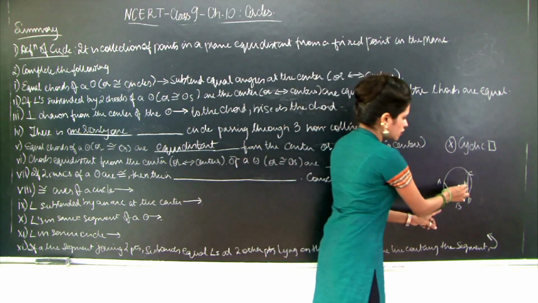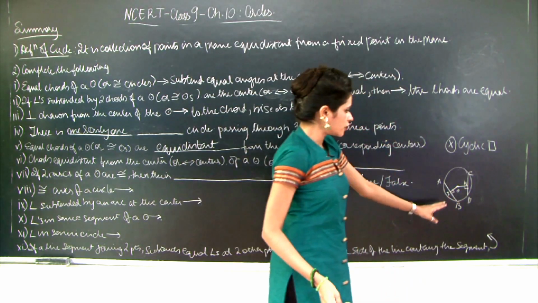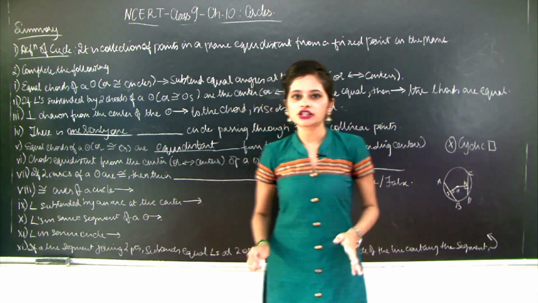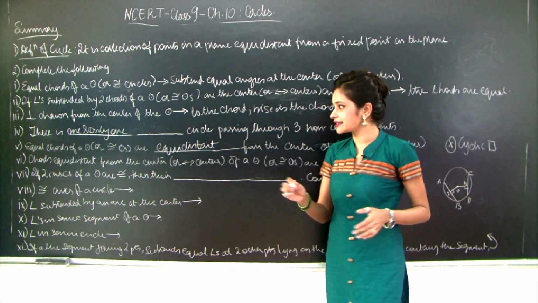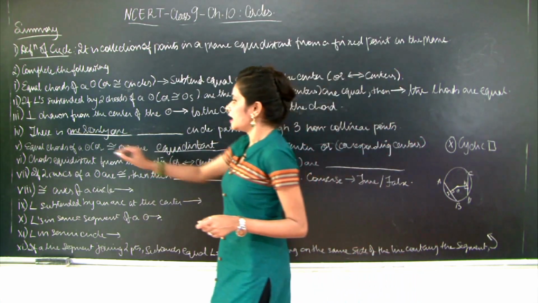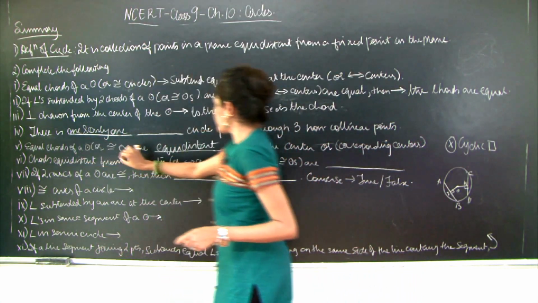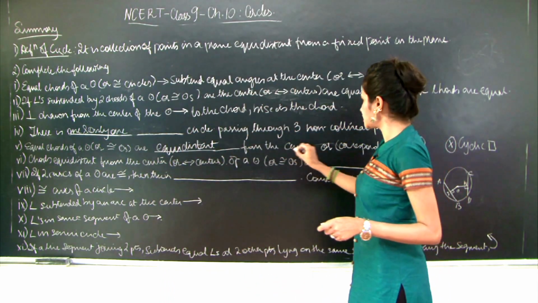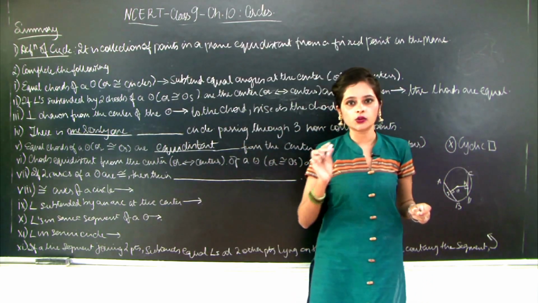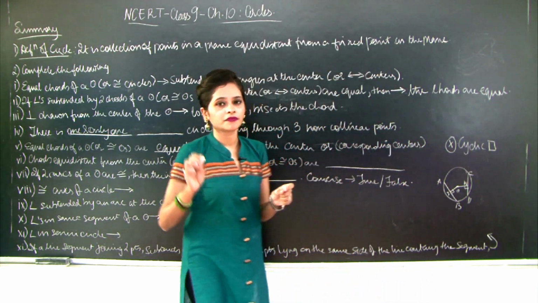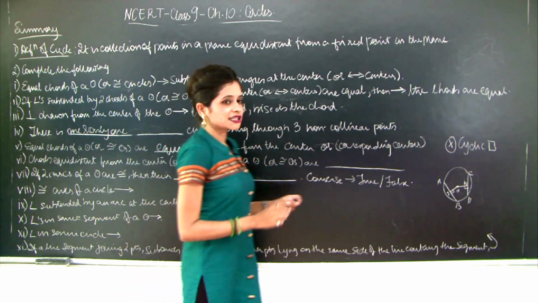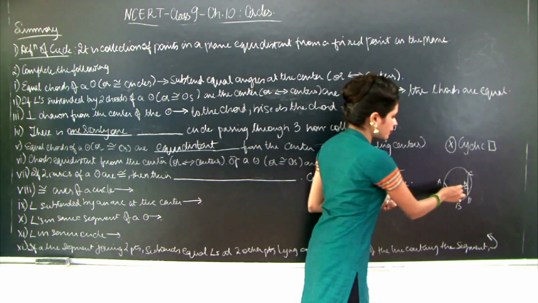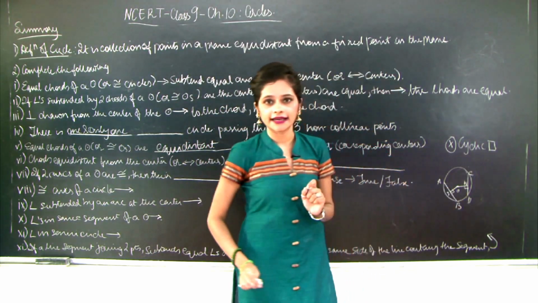This is because OM and ON are the perpendiculars drawn from the center of the circle to equal chords, and we have learned the theorem that perpendicular drawn from the center of the circle to the chord bisects the chord, and the other one that we learned is equal chords of a circle or congruent circles are equidistant from the center of the circle. So equidistant means they are at equal distance. And what is the definition for distance? It is the perpendicular line drawn from any point to that particular line.